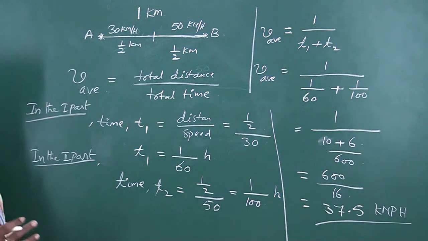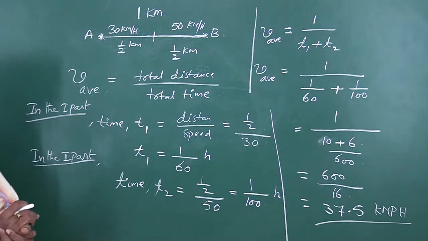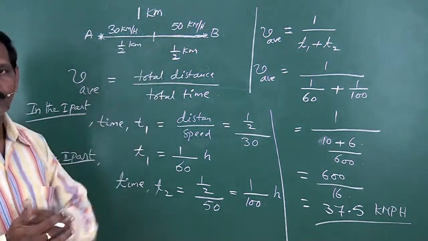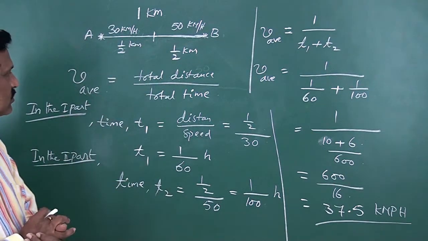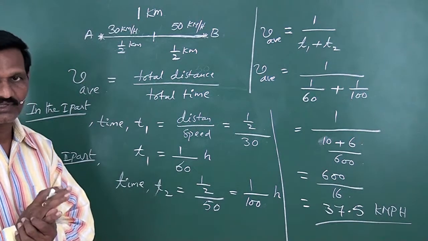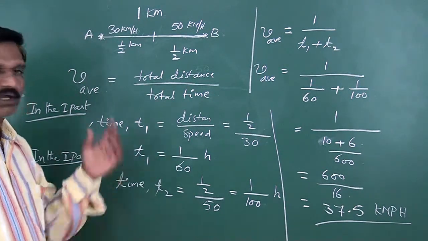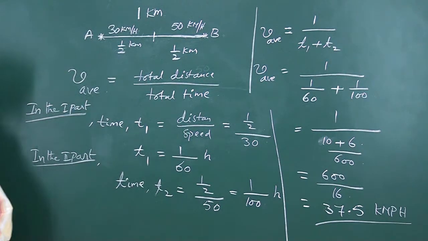So, in this way, while calculating this type of problems, that is average speed, we have to find out the times in different cases. If you know the times in each case, then you get the total time taken for the journey. Then total distance by total time gives the average speed. Okay. So, this is average speed.